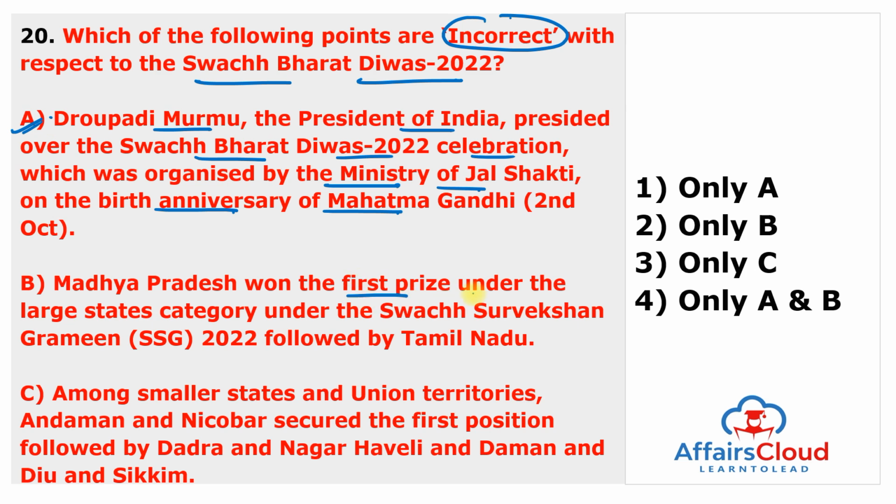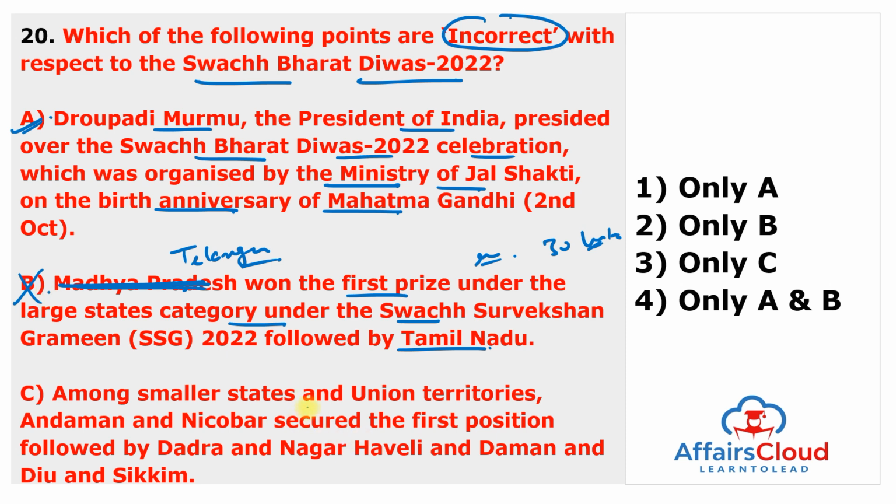Madhya Pradesh won the first prize under the large state category under the Swachh Sarvekshan Gramin 2022, followed by Tamil Nadu. This statement is wrong statement, because the first prize goes to Telangana. Telangana won the first prize under the large state category under the Swachh Sarvekshan Gramin, which looks into the sanitation status of the rural areas. And large state category means population over 30 lakh. And this statement is wrong.